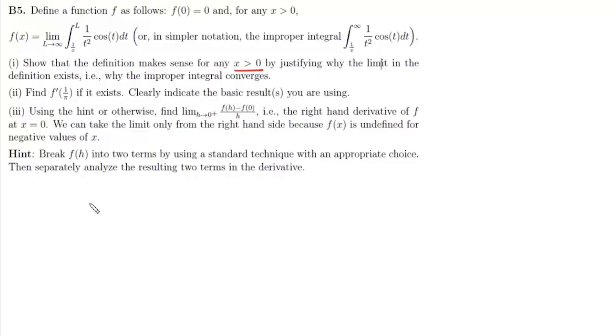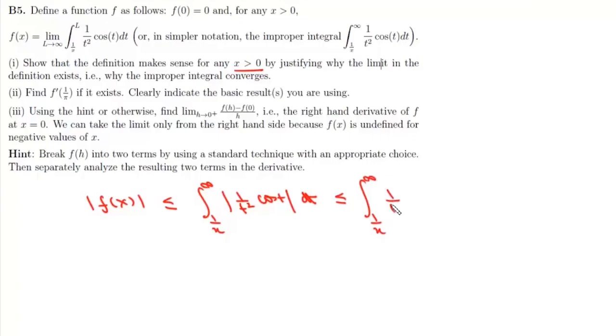Now we look for absolute convergence, then we can write mod f(x) will be less than or equal to this integral from 1 by x to infinity of mod of 1 upon t square cos t dt, and mod cos t is less than or equal to 1, so it will be less than or equal to this integral from 1 by x to infinity of 1 upon t square dt. Now the value of this integral is minus 1 upon t from 1 by x to infinity. So this is nothing but x.